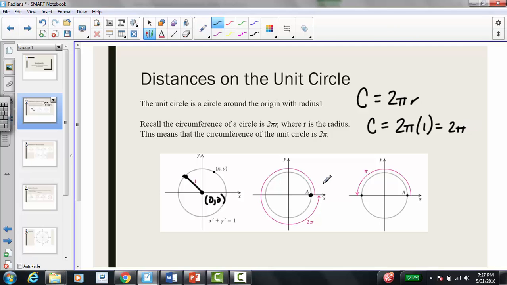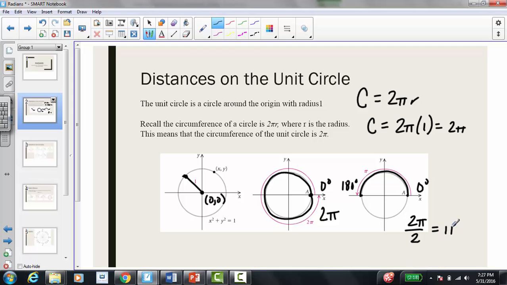Now if I start at 0 degrees and travel all the way around my circle and make one full complete rotation, I have traveled a distance of 2 pi. If I travel from 0 degrees to 180 degrees, meaning I cut that distance in half, then I have 2 pi divided by 2, and I'm left with just pi. So if I travel from 0 degrees to 180 degrees, I have traveled a distance of pi.